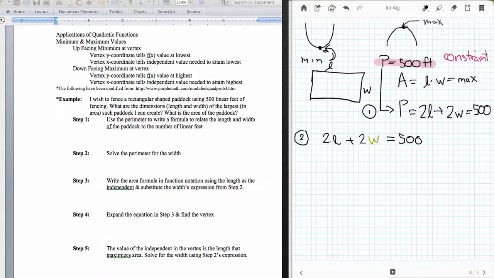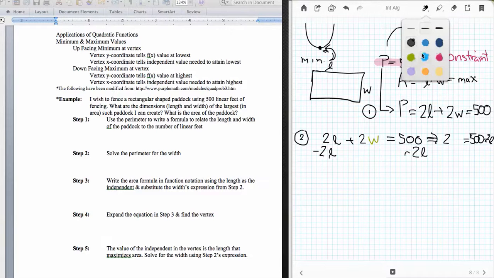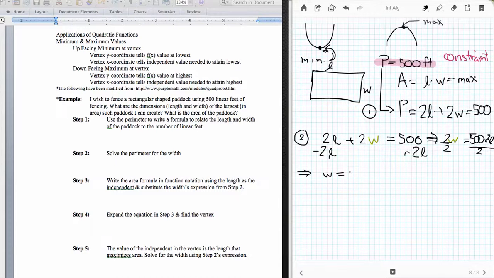The first thing that I'm going to do is get rid of the 2L by subtracting it, which is going to give me the equation 2W is equal to 500 minus 2 times the length. And now the next thing that I want to do is solve for W. In order to solve for W, I'm going to have to divide both sides by 2. Now remember, that's dividing the entire thing. So this is going to give me that W is equal to 500 divided by 2, or 250, minus 2L divided by 2, which is L. So there's my expression for the width.